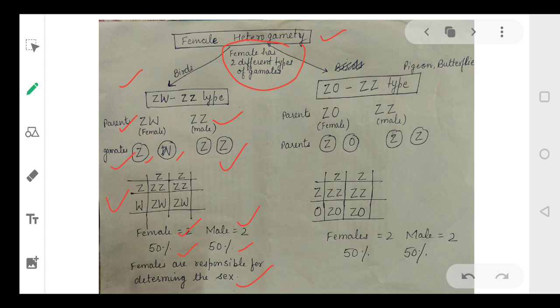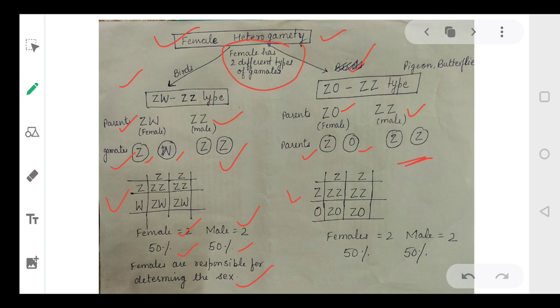Okay, पहले examples में क्या था? Sex of the individual is dependent upon the male. But यहाँ पर in case of female heterogamety, sex of the child is dependent upon the female. Now second one. Second is Z0 and ZZ type. It is most commonly seen in case of pigeon and butterfly. इन दो में ये खास तौर से देखा जाता है. Female is Z0, male is ZZ. Again, female will have two types of gametes, one which is having the Z and one which is having 0.